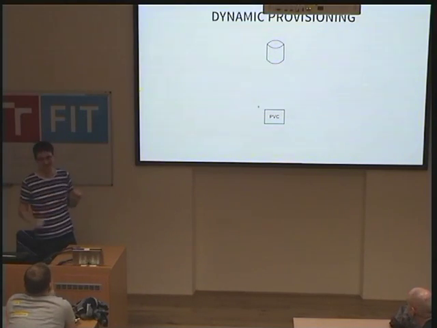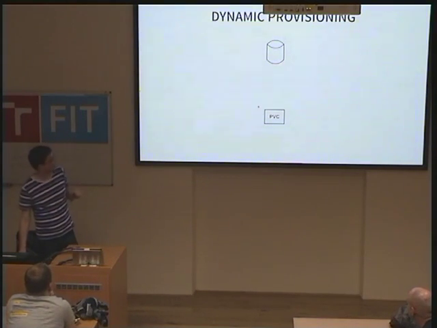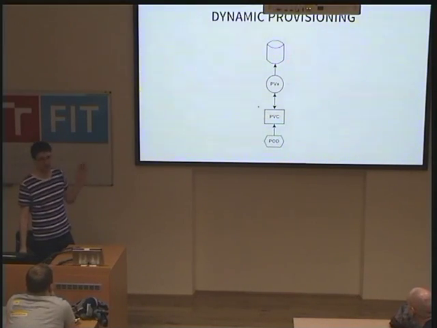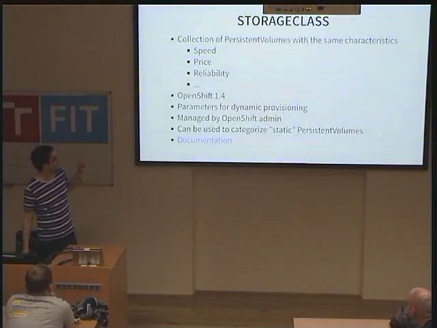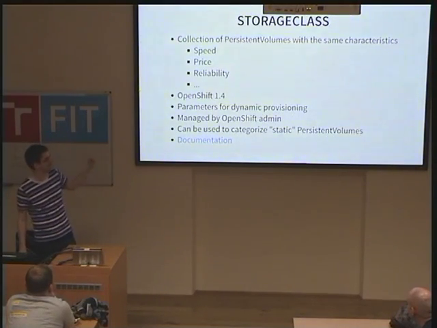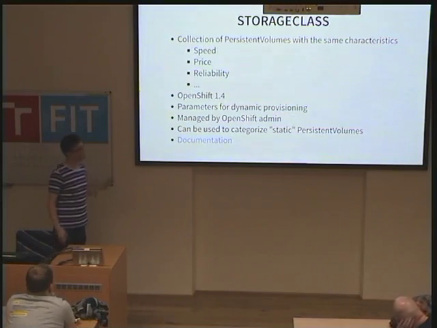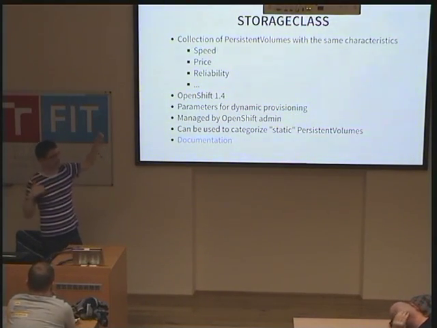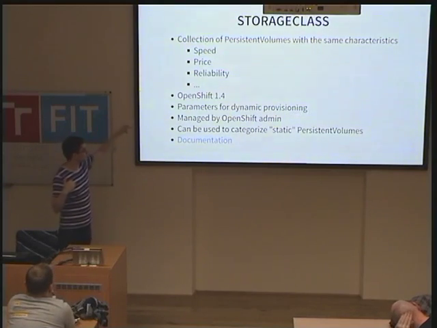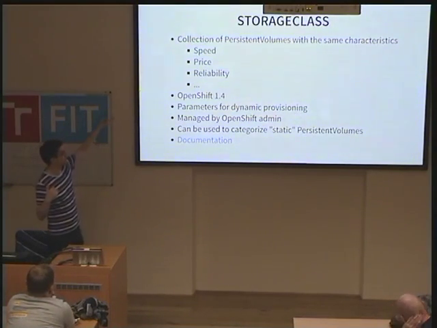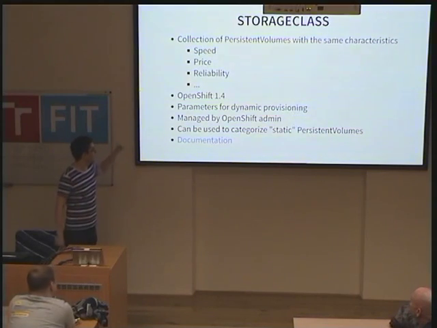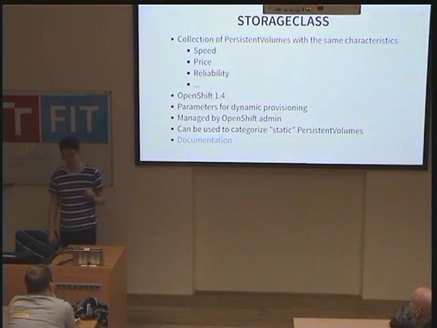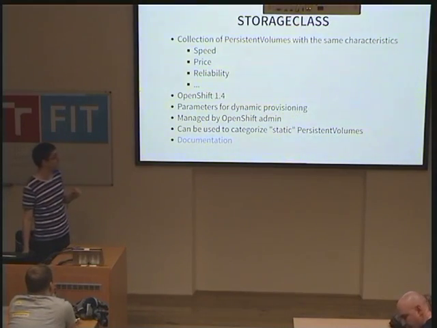OpenShift creates the storage by itself, creates the volume, binds everything together, and the user can happily run the pod. So for that, we need a storage class object. Storage class, as I've said, puts together persistent volumes with the same characteristics. And it's a new object in OpenShift 1.4. It contains parameters for dynamic provisioning. That's the important enhancement now.